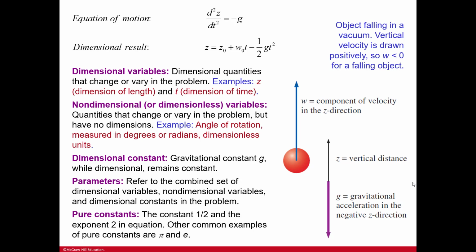Dimensional constants: the gravitational constant g, while dimensional, remains constant. Parameters refer to the combined set of dimensional variables, non-dimensional variables, and dimensional constants of the problem. So just parameters, right? And then pure constants: the constant 1 over 2 and the exponent 2 in an equation. Other examples of pure constants are pi and e. And so we know that there's a few others, but the main ones that we use are pi and e.